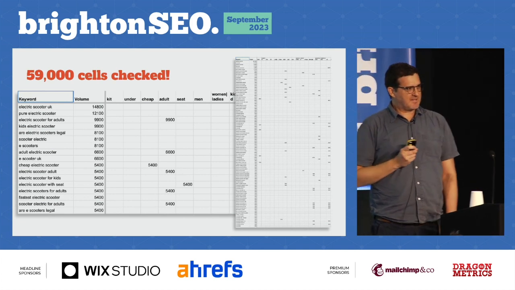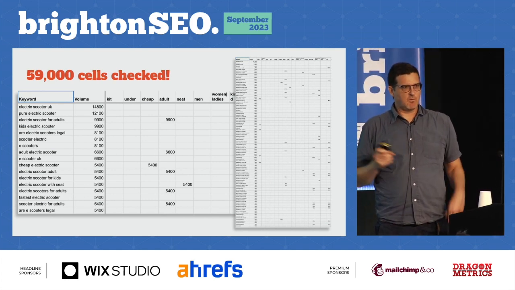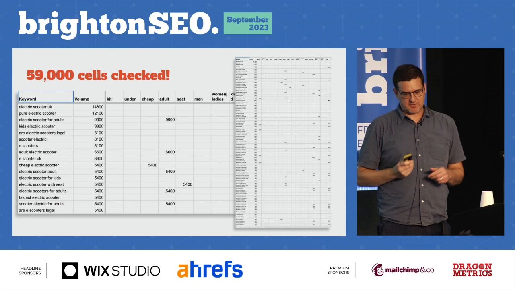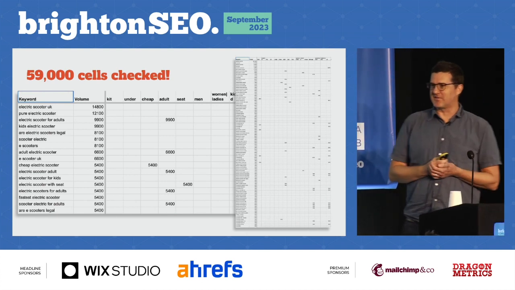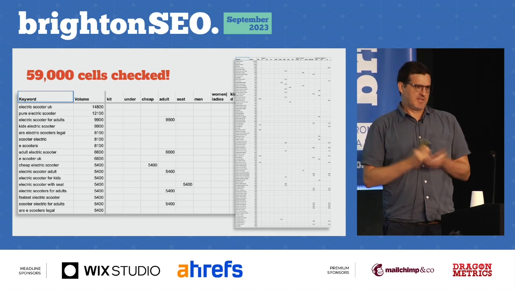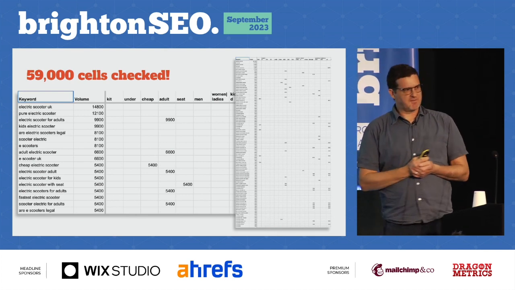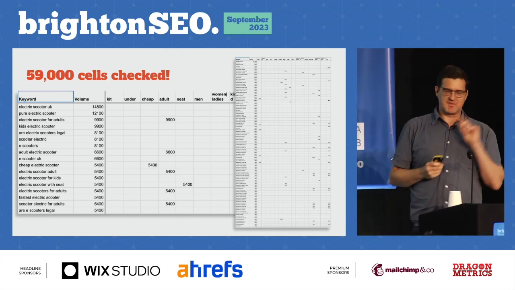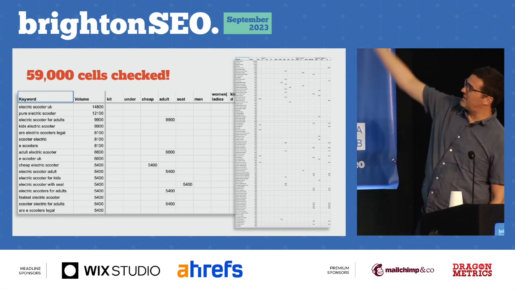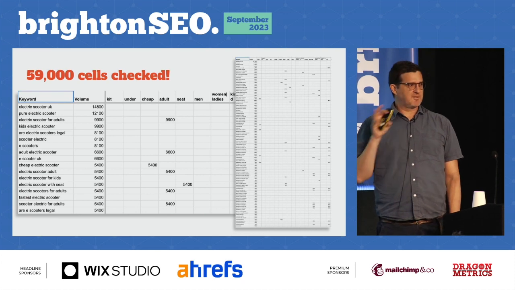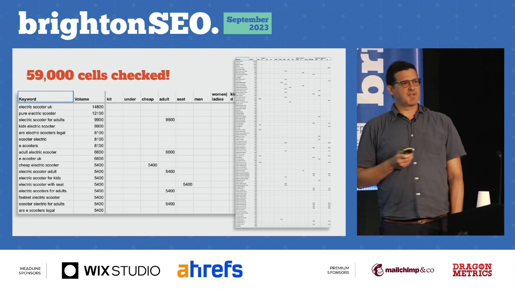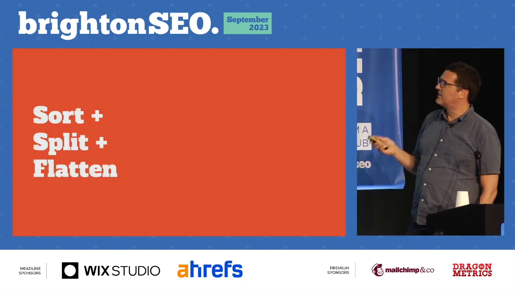That's 59,000 cells checked. Now, what did happen when I did this is regex is quite computationally expensive, so your computer may hang for 30 seconds. If you get that little warning that says, this web page is not responsive, kill or wait, just press wait a few times and it'll eventually finish. Anyway, I ended up with this giant table, 59,000 cells checked, only took 30 seconds.